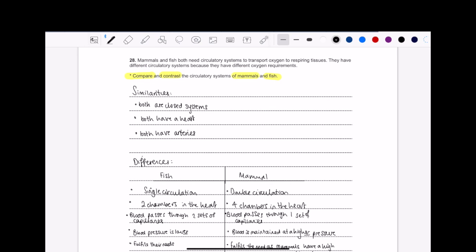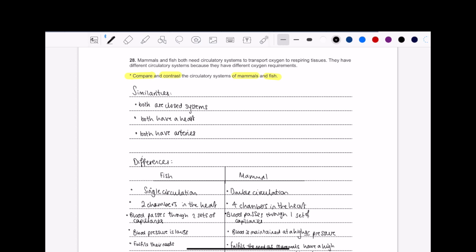So of course you read the question, and I've highlighted some keywords. Compare and contrast. What do they mean? The first playlist on my channel, the first videos I posted, are about explaining what command words mean. So I've got compare and contrast, where I go through questions and how to answer them when those two command words come up. So if you want to refer to that, you can.